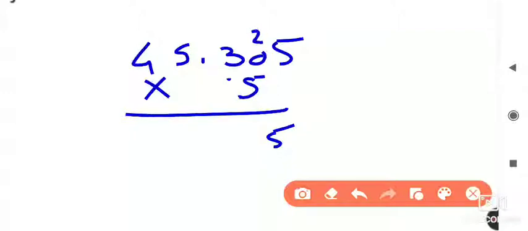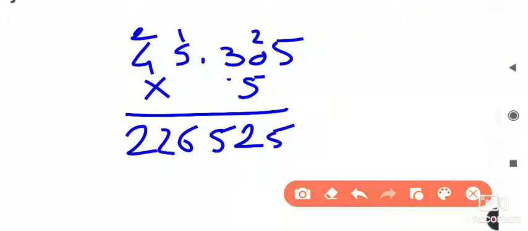2 carry. 5 0s are 0, plus 2. 5 3s are 15. 1 carry. 5 5s are 25 plus 1, 26. 2 carry. 5 4s are 20 plus 2, 22. That is my multiplication.